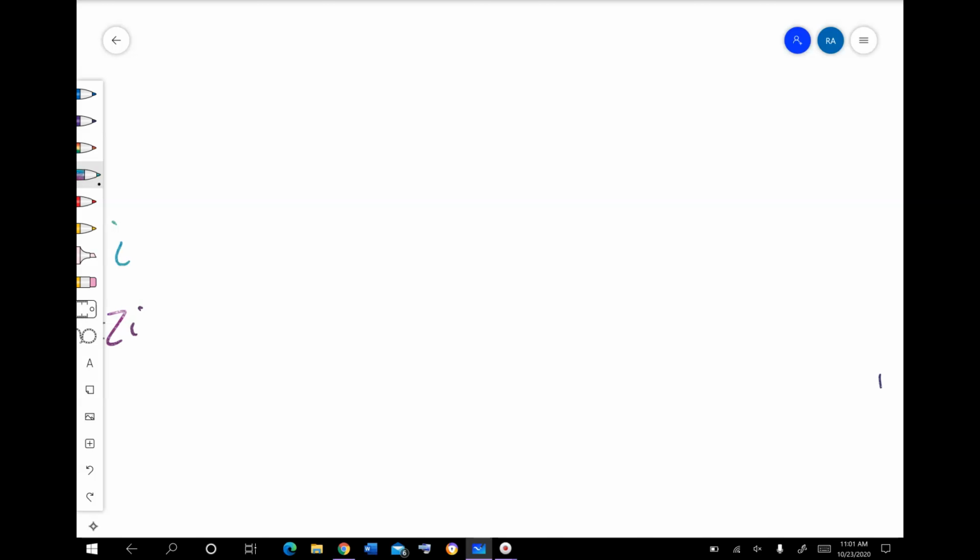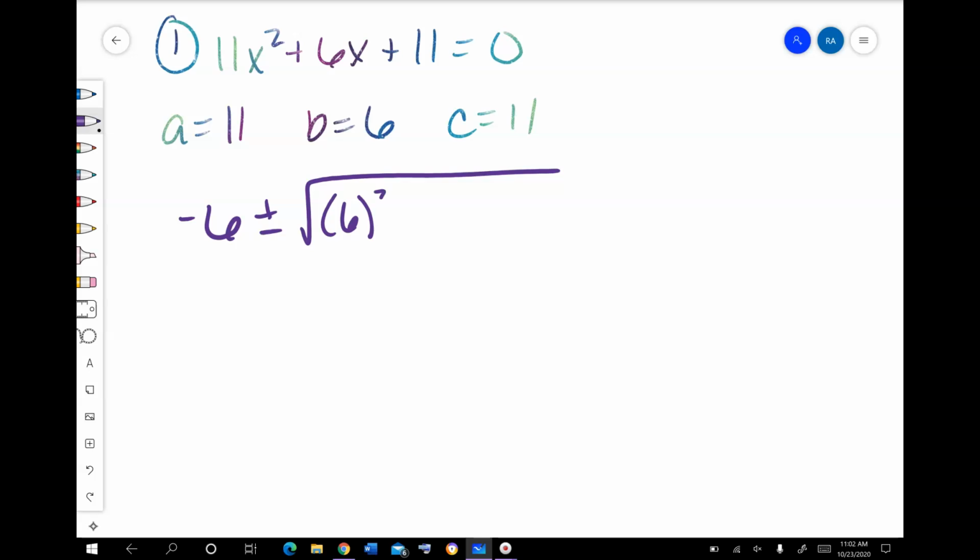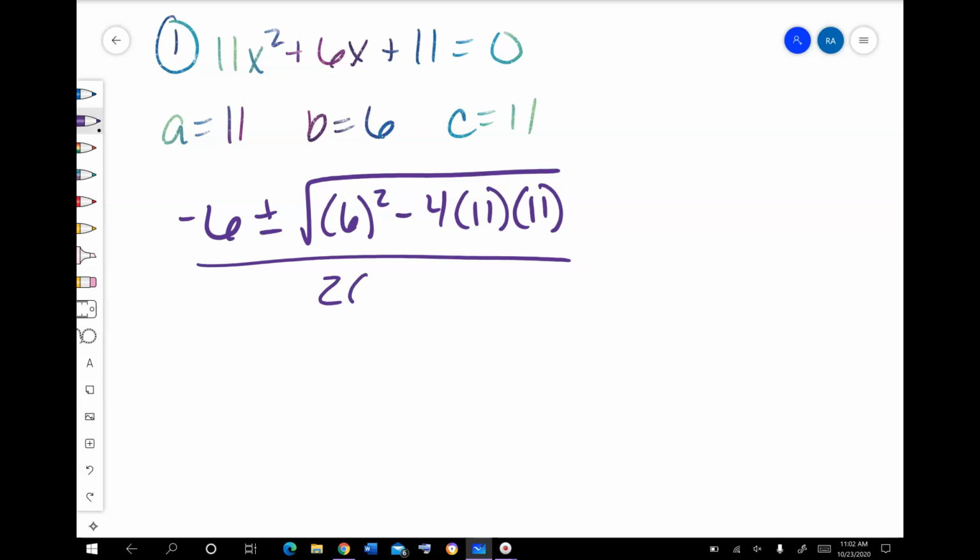So this example we're going to do is number 1 for imaginary. So I'm going to give you the equation 11x squared plus 6x plus 11 equals 0. Okay? All right. So let me make sure I copied it down right. Yes. All right. So our a is 11, our b is 6, and our c is 11 also. Okay? So let's plug it into the equation. Opposite b plus or minus the square root of b squared minus 4a times c all over 2 times a.